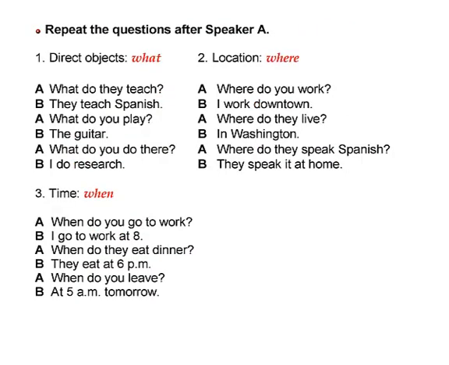Repeat the questions after Speaker A. 1. Direct object. What do they teach? They teach Spanish. What do you play? The guitar. What do you do there? I do research.